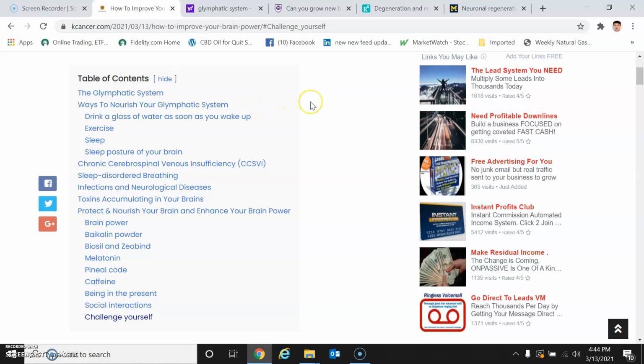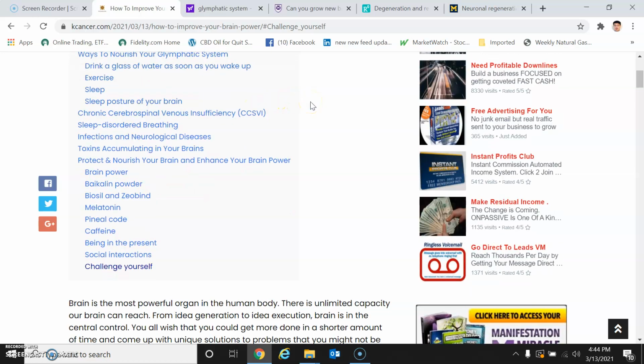Of course, there are many other things to protect and nourish your brain and enhance your brain function, such as supplements and nutrition. That is very, very common, and I guess you already practice it. In the normal situation, nutrition should be enough to maintain your brain function. So here I just want to talk about a few things.